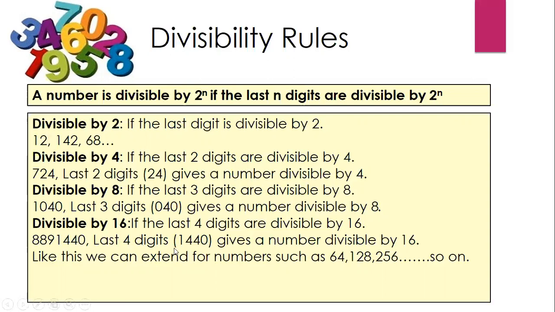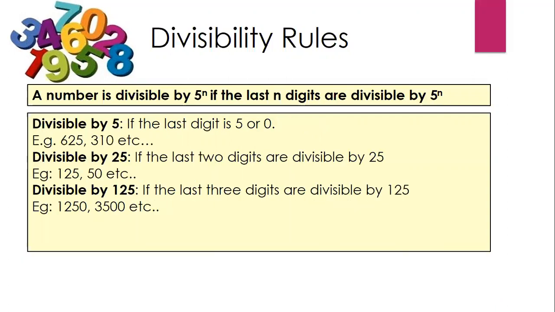Even if they give a 100-digit number or a 200-digit number, if they ask to find the remainder of that particular number, we just need to find the last four digits, divide that by 16, and find the remainder. This is applicable for questions which deal with the divisibility rule and also for questions which deal with remainders. So for 32, it will be the last five digits, and so on.